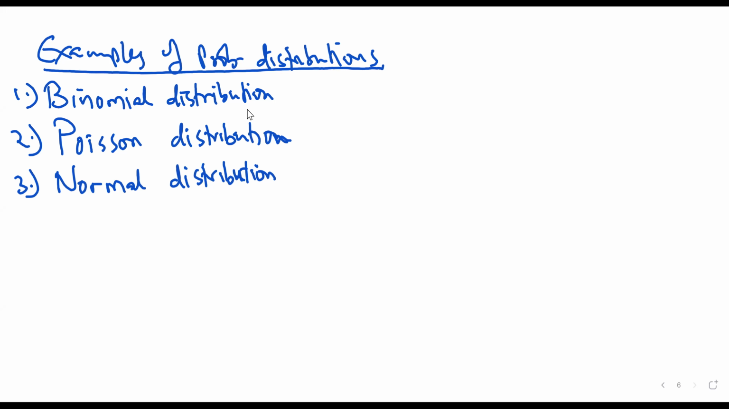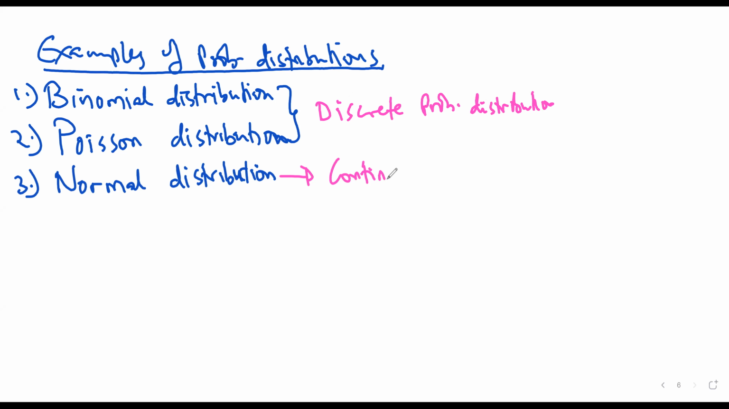So those are the distributions that we shall be discussing. These two here are examples of discrete probability distributions. These ones are discrete probability distributions. And this one here is an example of a continuous distribution.